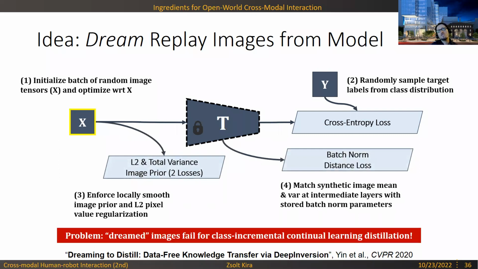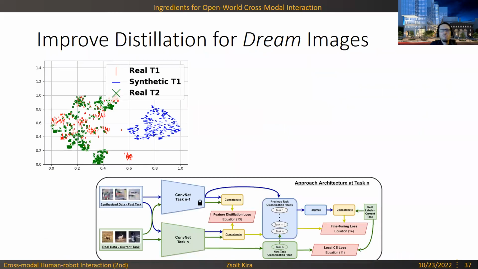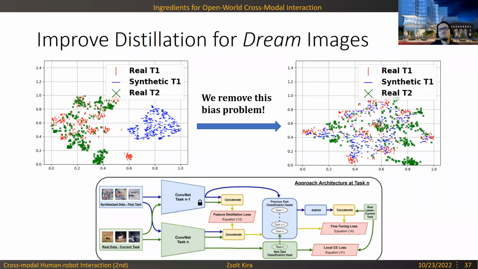However, there's a problem, which was mentioned in that original paper as well, that this deep dreaming fails for incremental continual learning. I won't go through the method, because I'm just trying to give you the gist of the ideas that we've developed, and you can read the papers for more details. But the idea is we've improved upon this such that it actually works for continual learning.